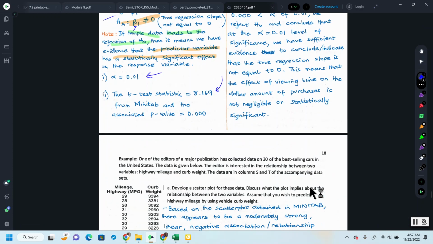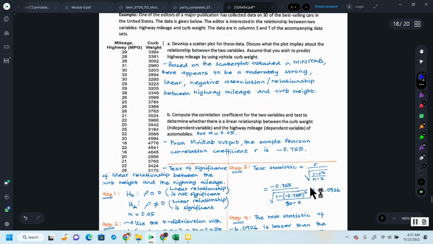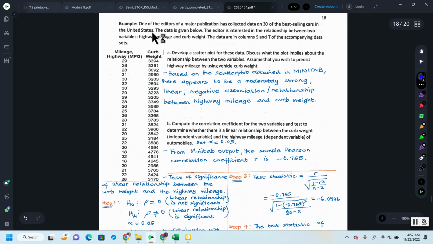All right, we proceed to the last example here. And this example says, one of the editors of a major publication has collected data on 30 of the best-selling cars in the United States. The data is given below. So you have curb weight versus what? Mileage, highway mileage, measured in miles per gallon. The editor is interested in the relationship between these two variables, highway mileage and curb weight. The data has been provided.